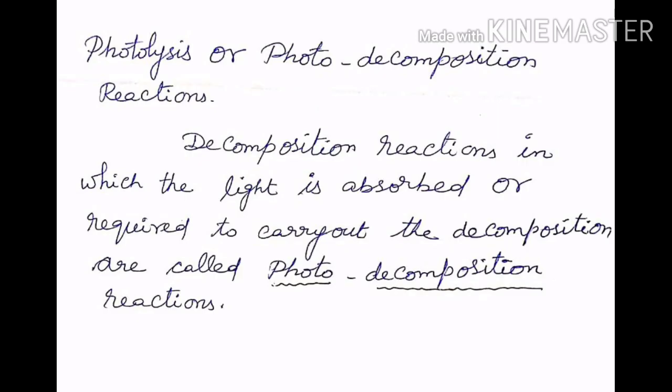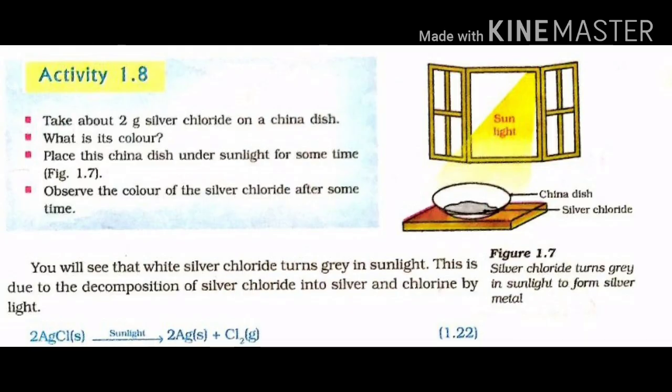Photolysis or photodecomposition reactions. Decomposition reactions in which light is absorbed or required to carry out the decomposition are called photodecomposition reactions. We can understand photolysis by doing an activity. Take about 2 grams of silver chloride on a china dish. Note its color. Place this china dish under sunlight for some time.